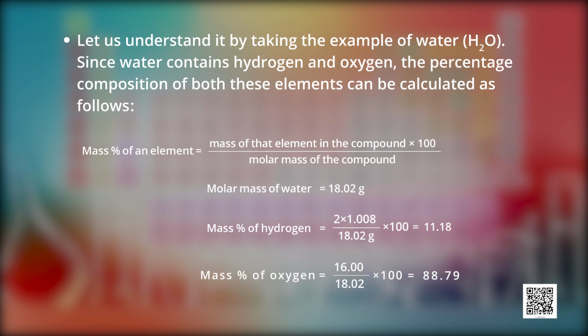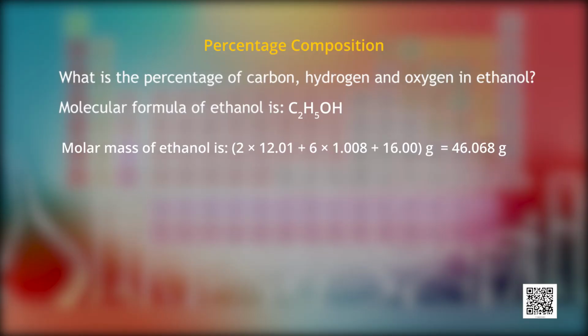Now mass percentage of the oxygen. Here we will write the mass of the oxygen in the given compound, that is 16, divided by molar mass of the compound, that is 18.02 multiplied by 100. It will come 88.79. Now let us take one more example. What is the percentage of carbon, hydrogen and oxygen in ethanol?